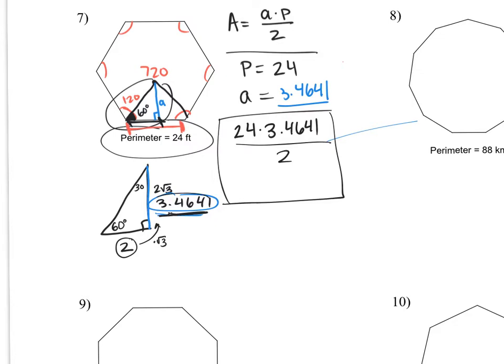Since this is already on my calculator screen, all I have to do is times by 24, the perimeter. I press enter, I get something around 83, and then I divide that by 2 and press enter again. I don't have to do any rounding until the very last step, and rounded to the nearest tenth, I get 41.6 feet squared.